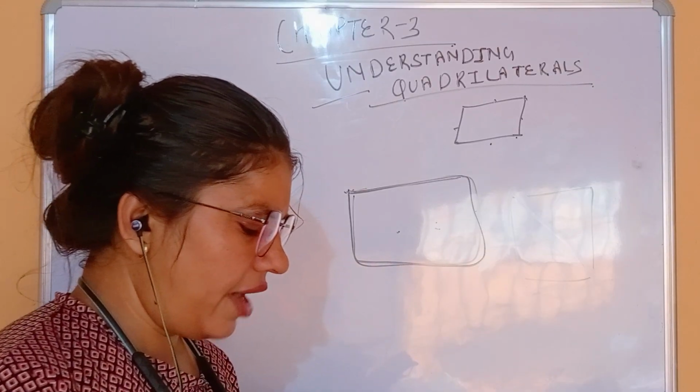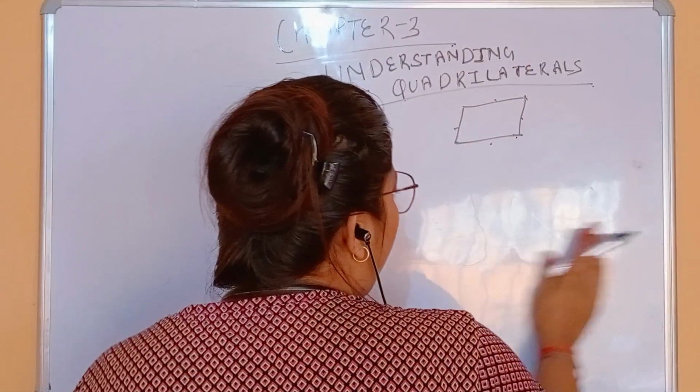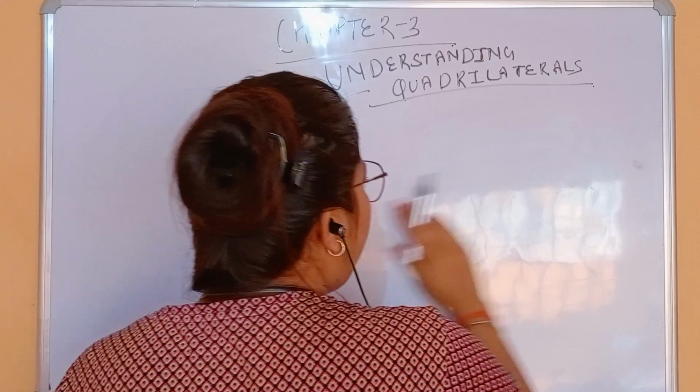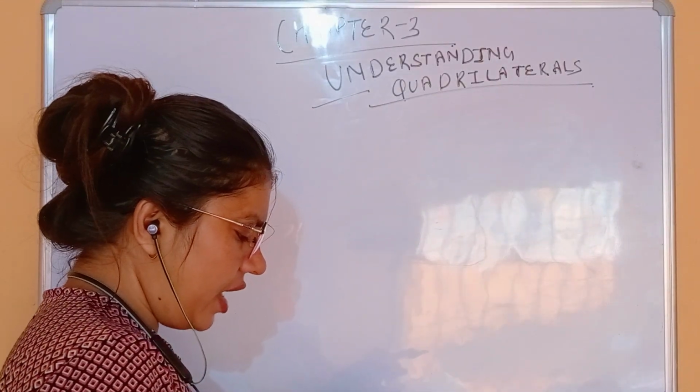So, convex and concave polygon. Okay, written. Important: convex and concave polygon.